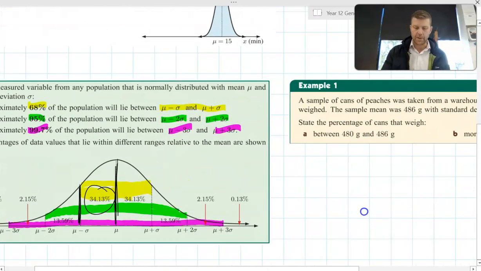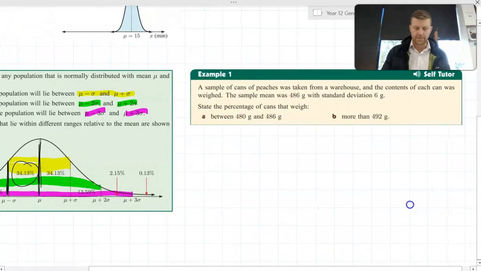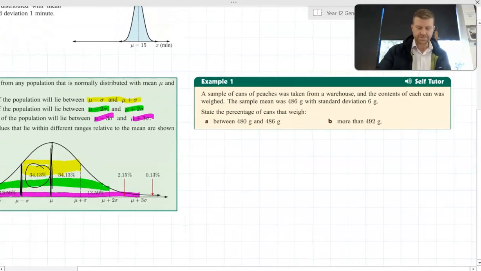So let's look at an example here where a sample of cans of peaches was taken from a warehouse and the contents of each can was weighed. The sample mean was 486 grams with a standard deviation of 6 grams. So what I'm going to do is actually just draw that.